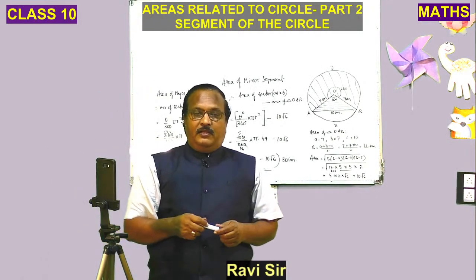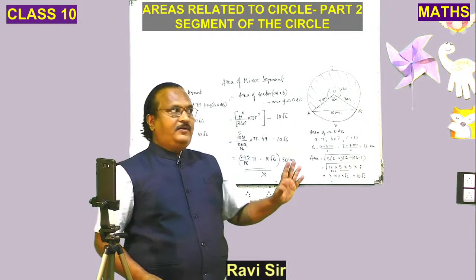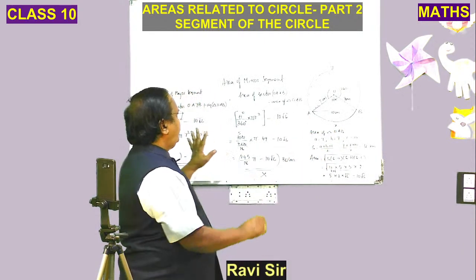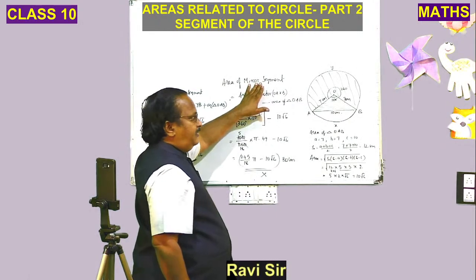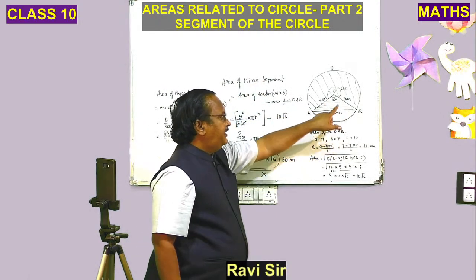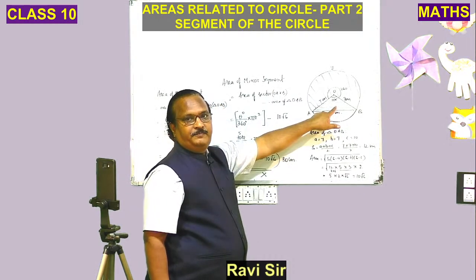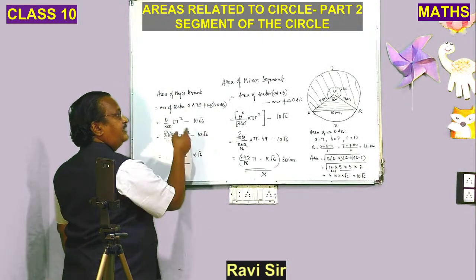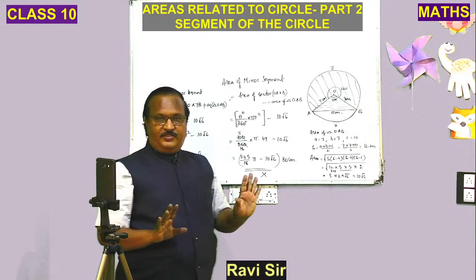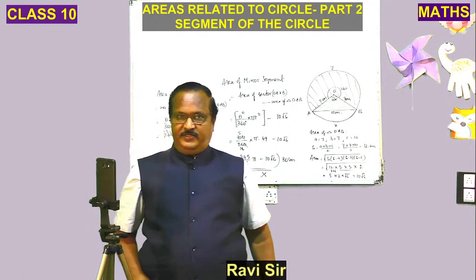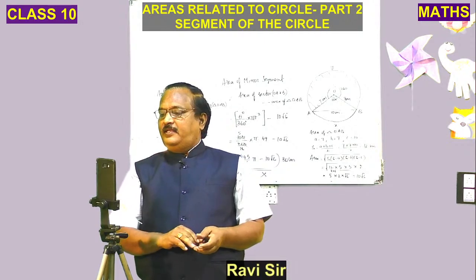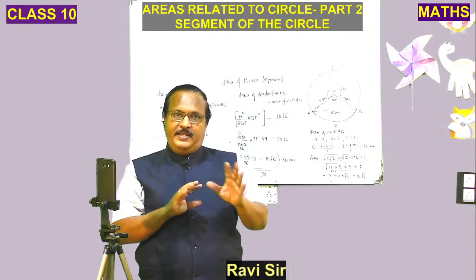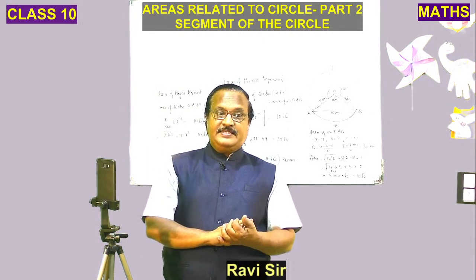Sometimes they will ask directly to find the area of the major segment or the area of the minor segment. Very simple: area of the minor segment means area of the minor sector minus area of the triangle. And for the major segment, it is the major sector plus the triangle area. So if you are able to draw the figure properly, then you can easily do the questions.